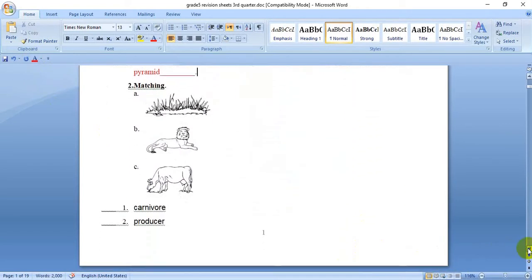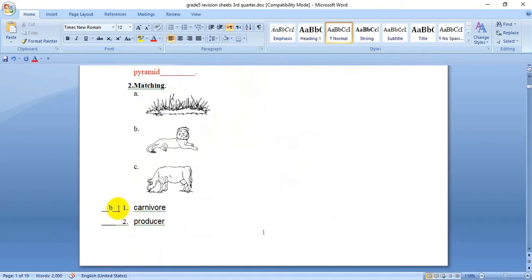Here we have 3 pictures, grass and lion and a cow. Which one of them is carnivore? The carnivore is an animal that eats only animals like the lion. So the answer here will be B.